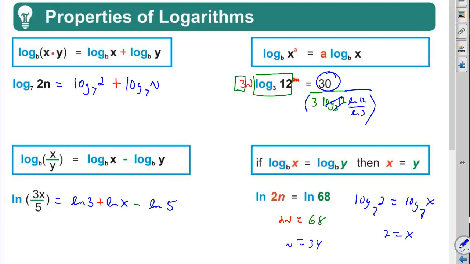Properties of logarithms. Learn all 4, and they'll really help you go a long way in solving logarithmic equations and finding values of logarithms.